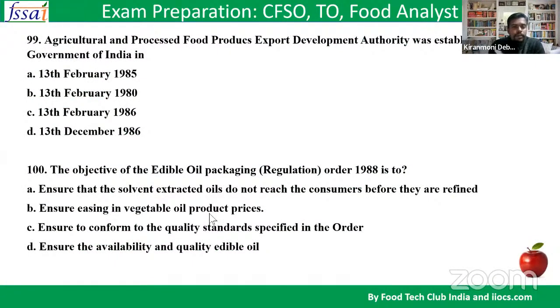Last class में जो ये question दिया था, I guess उसमें कुछ mistake था. It was December 1986 somewhere. This is a question. Agricultural and Processed Food Products Export Development Authority was established by the Government of India in 13th February 1985, 13th February 1980, 13th February 1986, 13th December 1986. Which is the right answer?